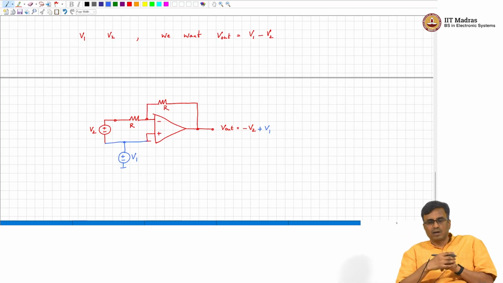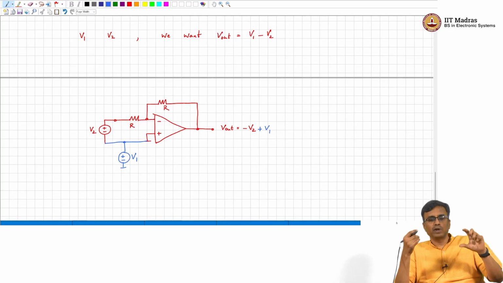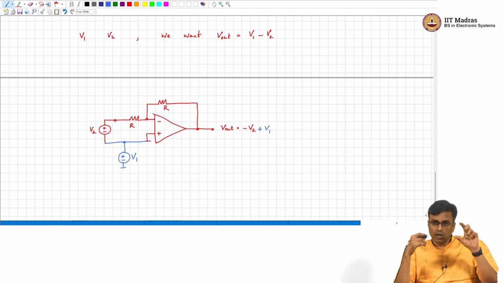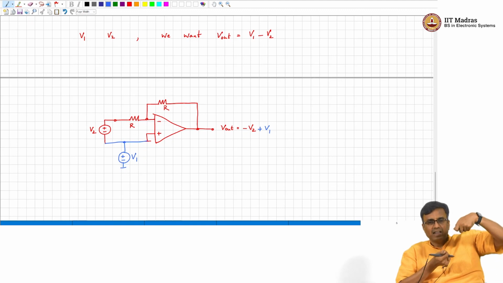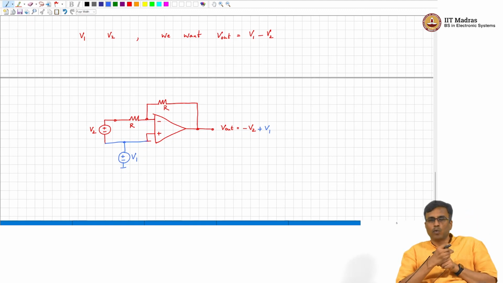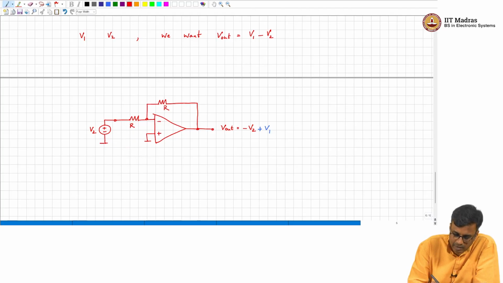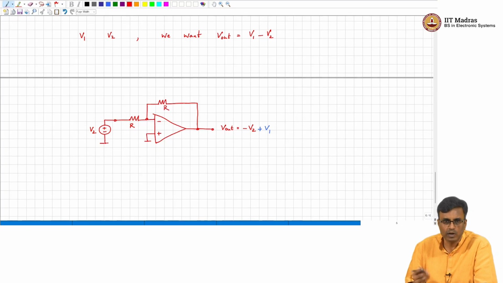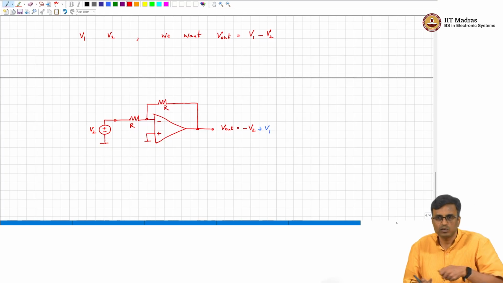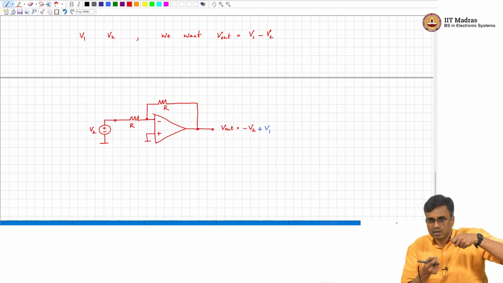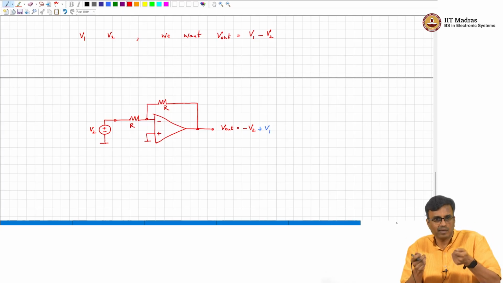Correct? Okay. But now the problem is that this V2 needs to be a floating voltage source. You need to have access to both terminals of V2, right. So, often that is not possible, correct. What is normally possible is that one terminal of V2 is grounded, you do not have access to that terminal, so you do not have a voltage source with both terminals accessible.